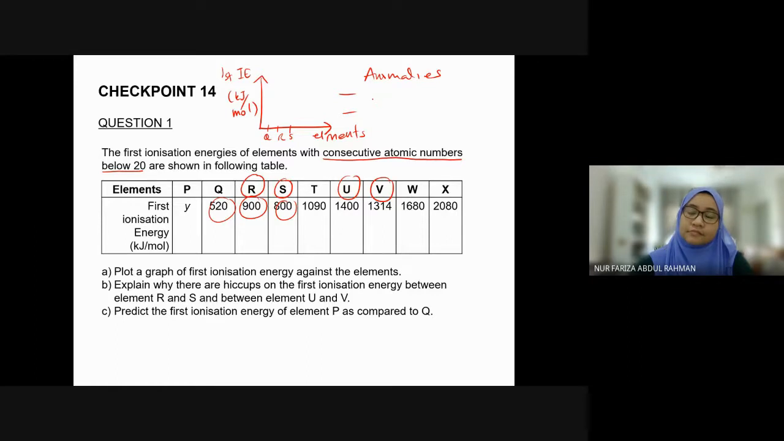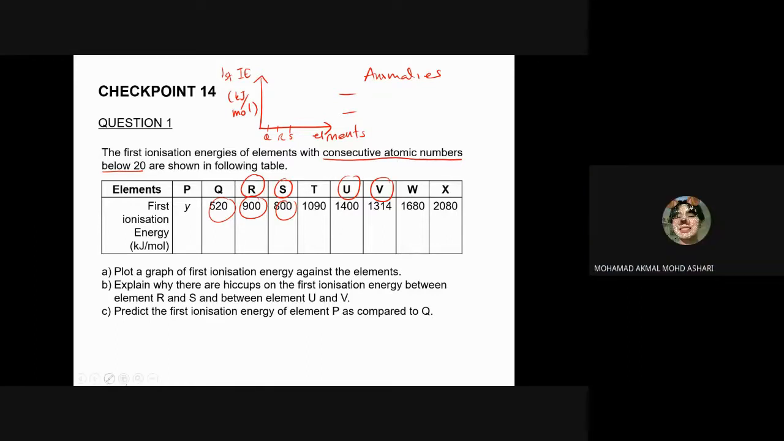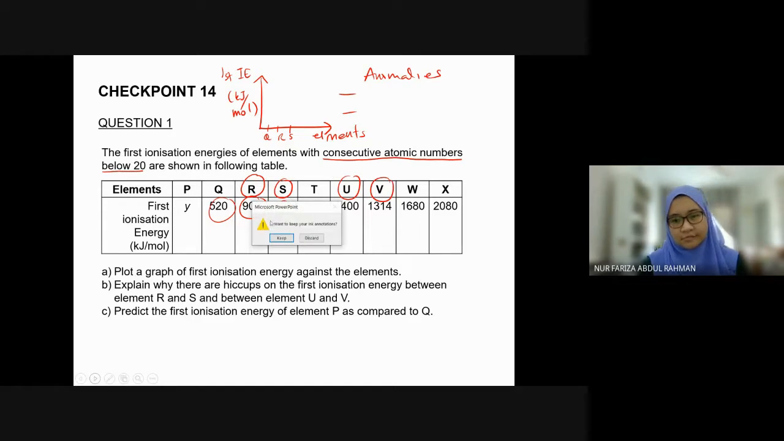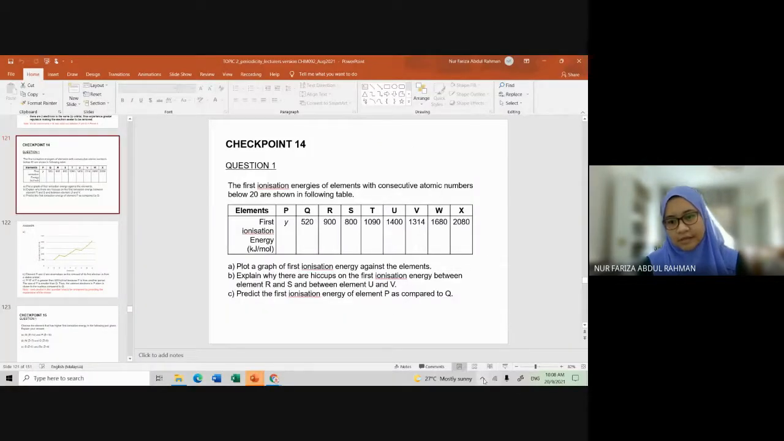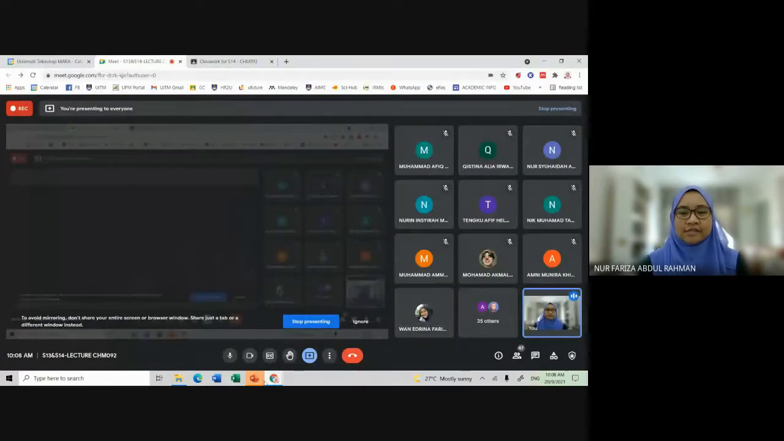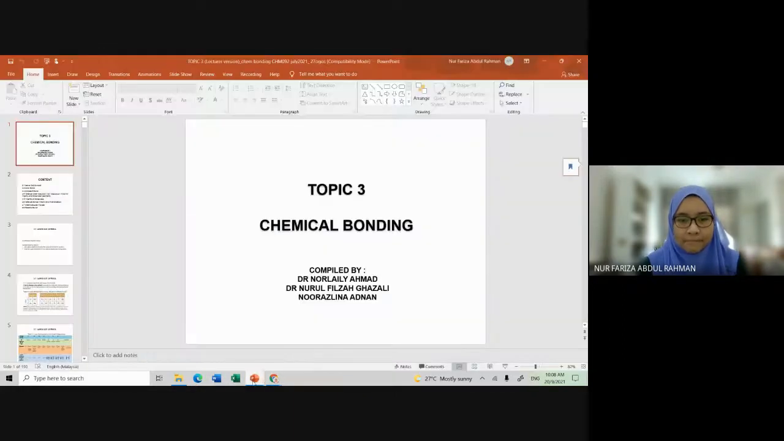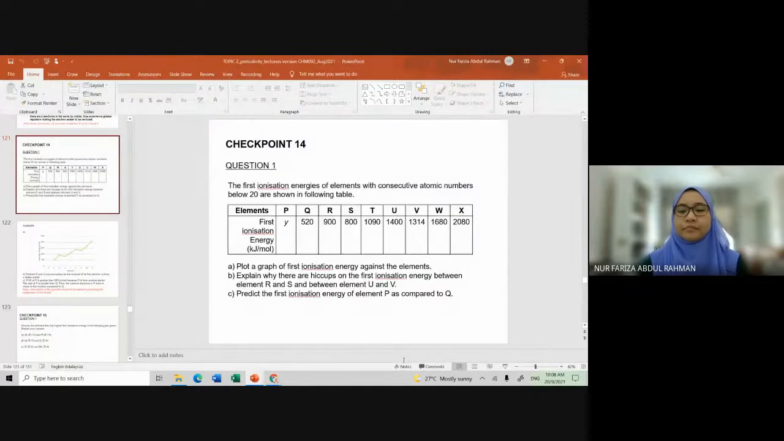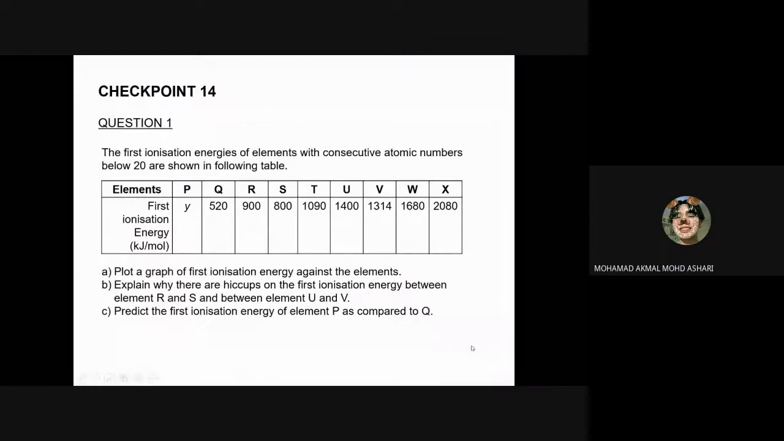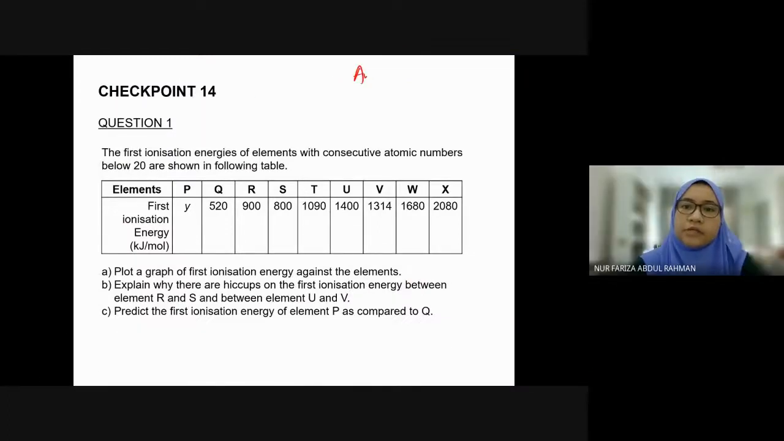Group 2 and 3, 15 and 16. Okay, sorry, I could not hear. Whoever answered just now, could you please repeat your answer? Group 2 and 3, 15 and 16. Alright, okay, good. Thank you for the response.